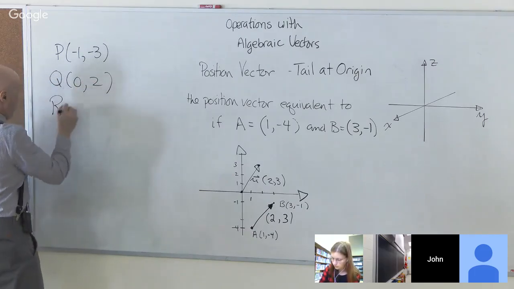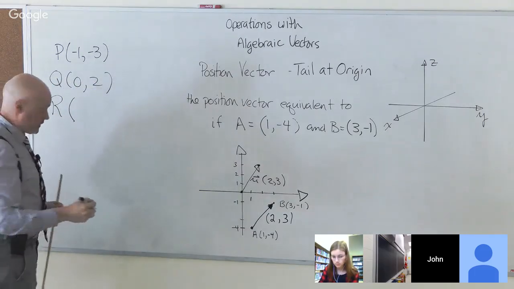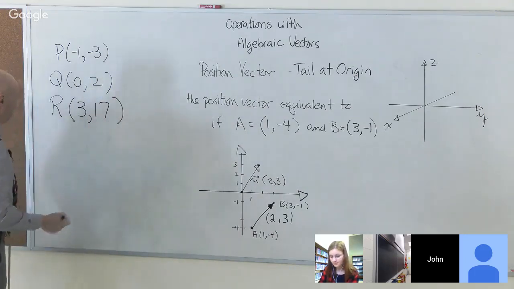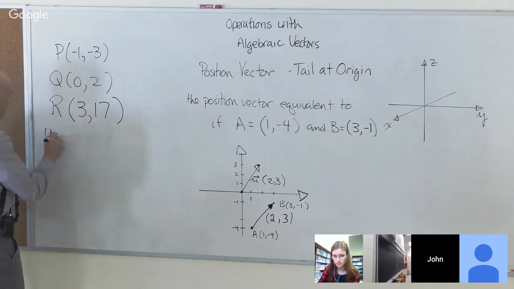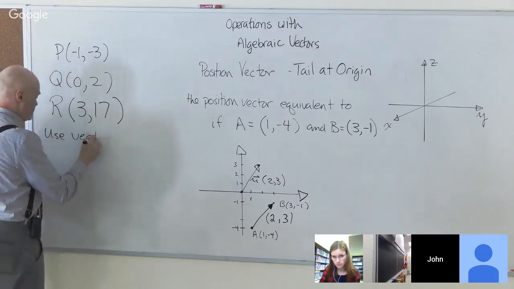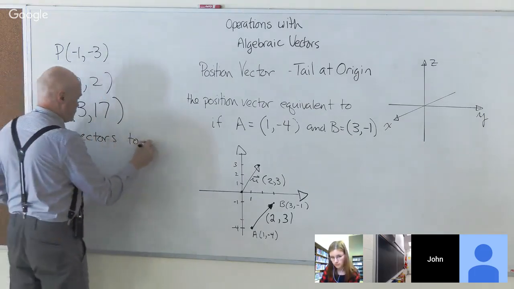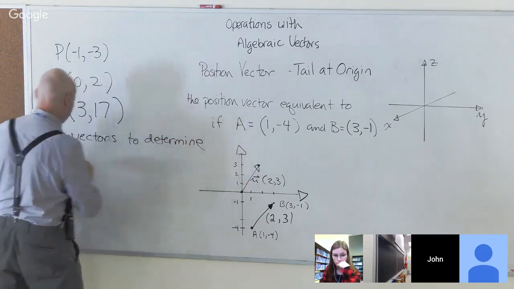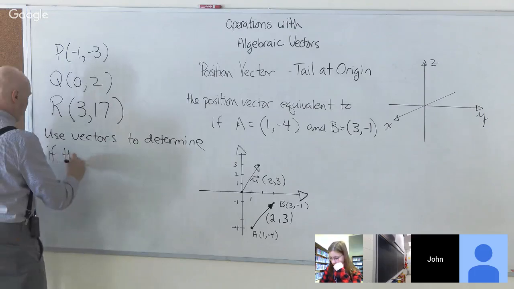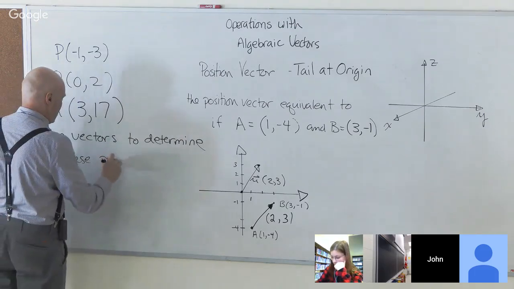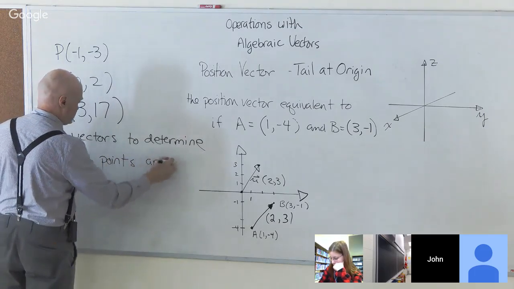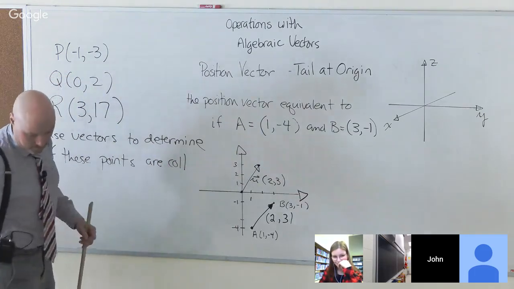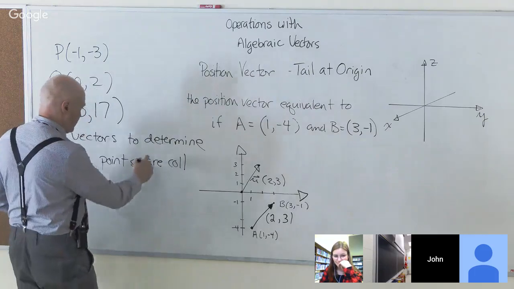And R. So this is actually the pirate point R. There we go. So the question is: use vectors to determine if these points are collinear. Oh, I spelled R wrong. Look, I spelled it wrong. It should be R.